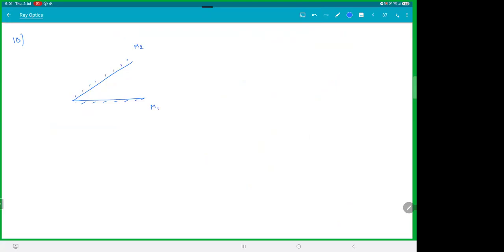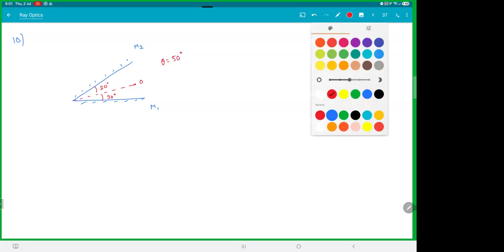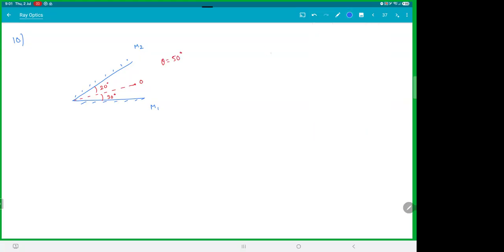M1, M2. Let's say this is the object here. This is 20 degrees and this is 30 degrees. Find the images. So theta is 50 degrees. Locate the images.